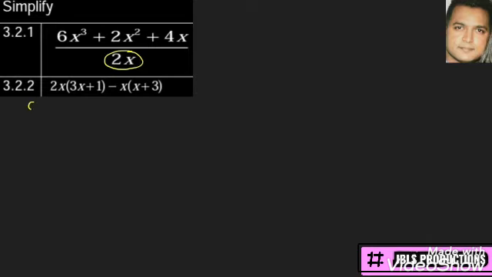So firstly, we'll start off with 6x cubed over 2x. Now our separator will be the plus there. And we have 2x squared over 2x, and then we have 4x over 2x. Now we need to work with them individually. So 6 divided by 2 is 3. Now let's look at the letters. Now it's 3x and it's x to the power 1.